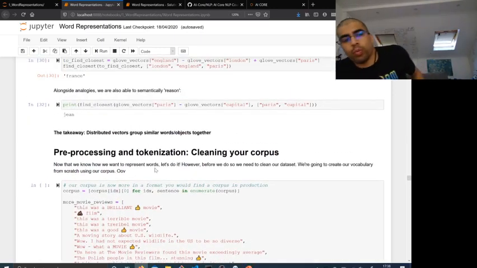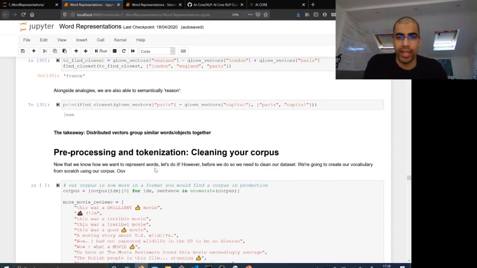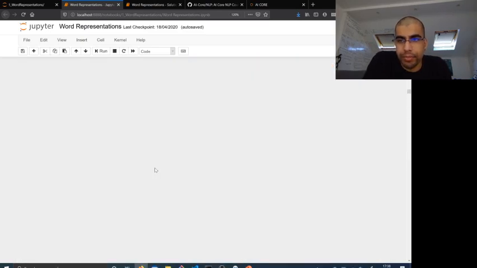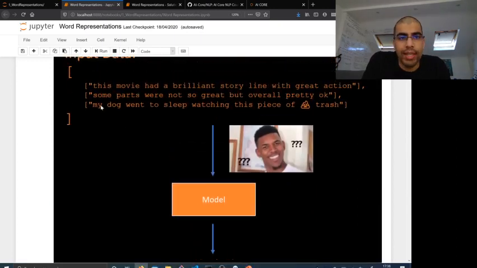Okay, so we've just looked at what distributed vectors actually are and the kinds of things that we can do with representing words as vectors. Now, going back to our original problem, we need to get this text into a format where we can actually map those tokens to a vector. And this part of the NLP pipeline is called preprocessing.